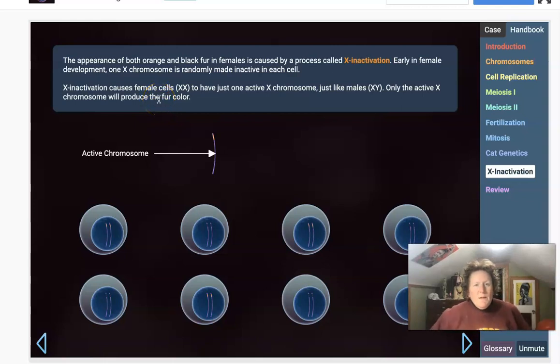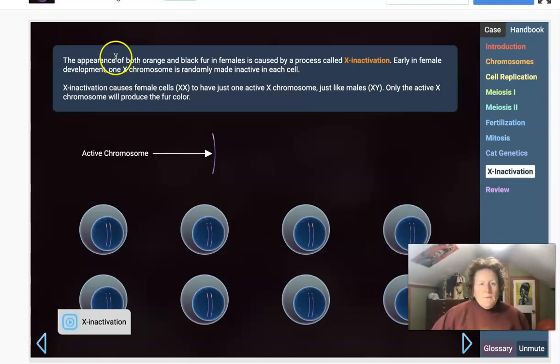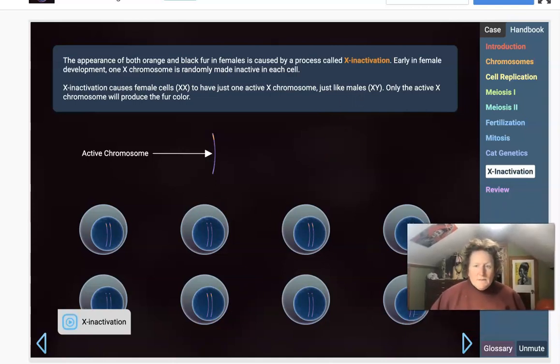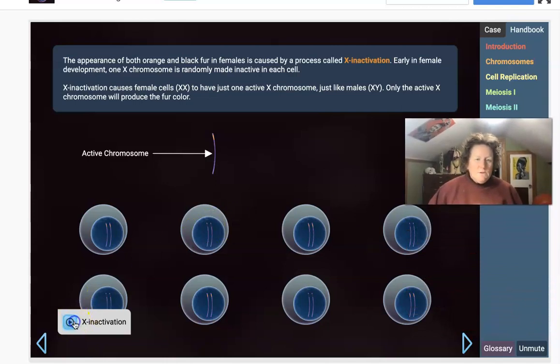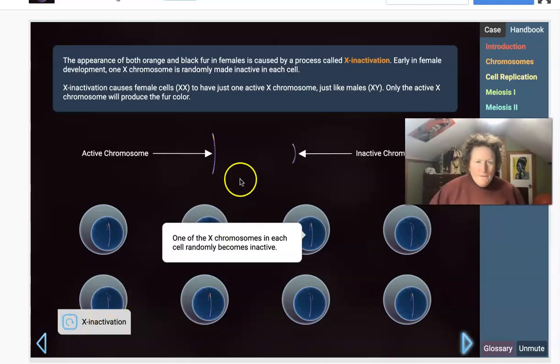The appearance of orange and black fur in females is caused by a process called X inactivation. Early in female development, one of the X chromosomes is randomly made inactive in each cell. X inactivation causes female cells, XX, to have just one active chromosome, just like males, who are XY. Only the active X chromosome will produce fur color. So we can simulate X inactivation here. Here's the active chromosome. Here's the inactive chromosome.